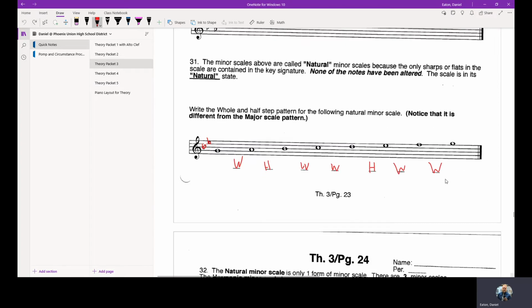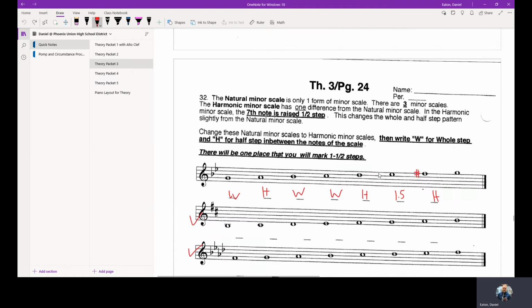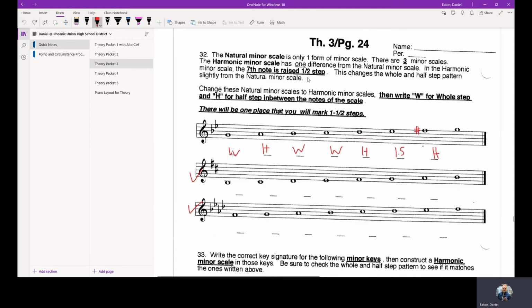Okay, here is the minor scale pattern: whole, half, whole, half, whole. It's okay if you want to memorize that. I think if you know the major one, you can kind of figure stuff out from there. But if you want to memorize that, go for it. All right, natural minor scale.